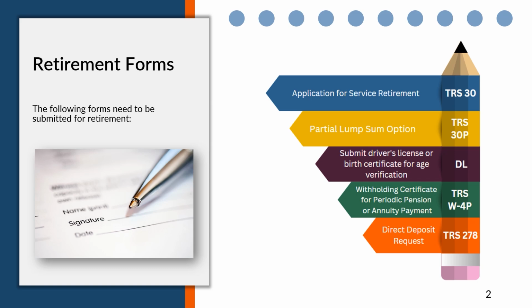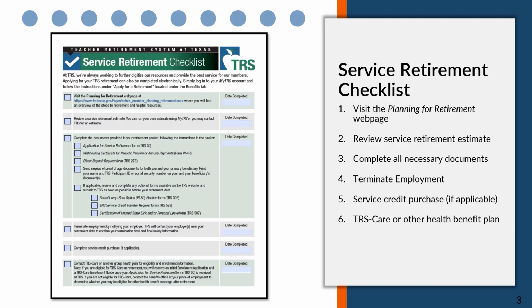If you are having funds direct deposited into your bank account, you will want to submit the TRS 278 direct deposit request. If you are eligible for TRS Care at the time of retirement, you will receive an initial enrollment application and a TRS Care enrollment guide once your application for service retirement, the TRS 30, has been processed. A checklist is included in the service retirement packet to assist you with completing necessary steps for your retirement.